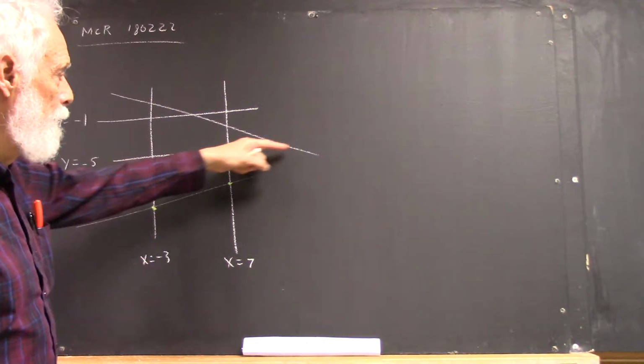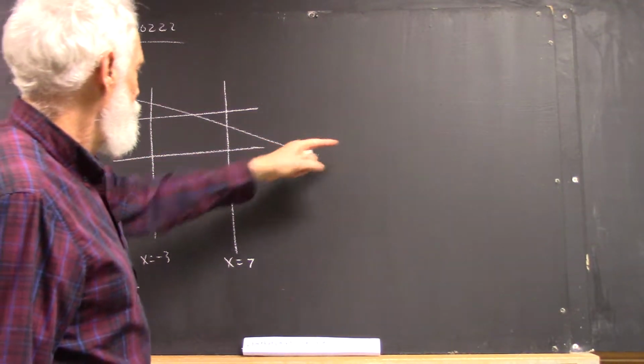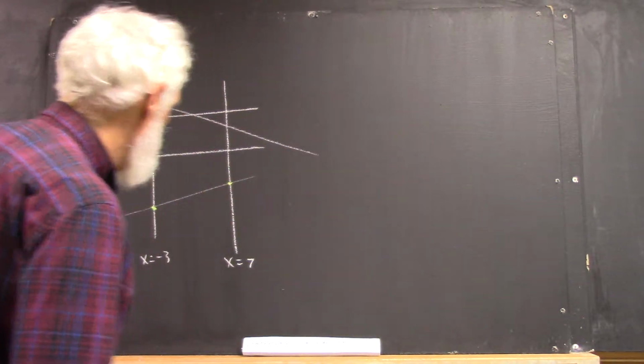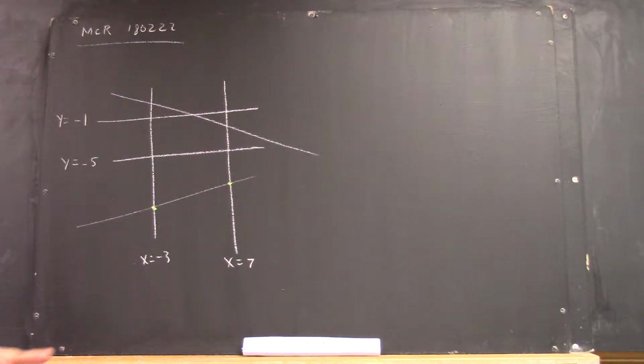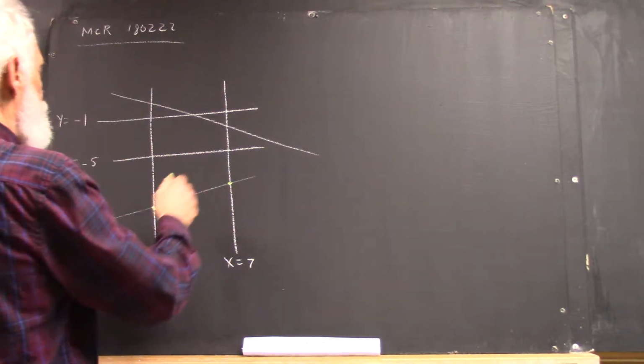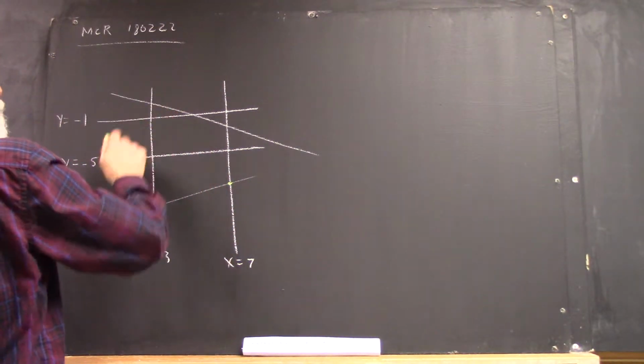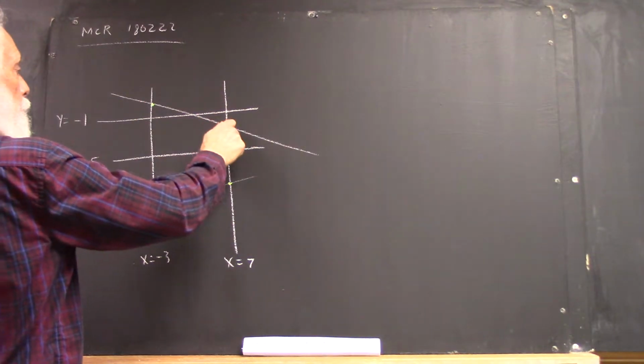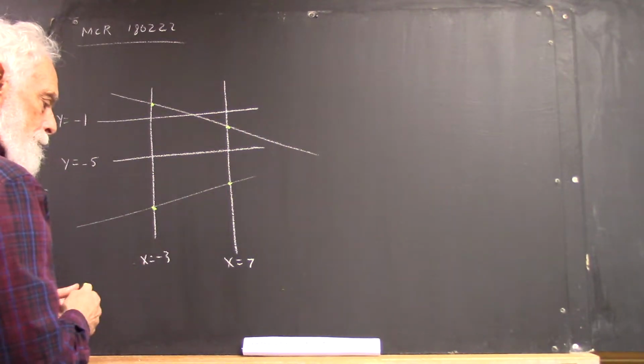Now I could extend the y equals -5 line and intersect this with that line. That would be perfectly legitimate, and that might not even be a bad idea. But I'm going to stick to intersections with the lines here and here and here and here.